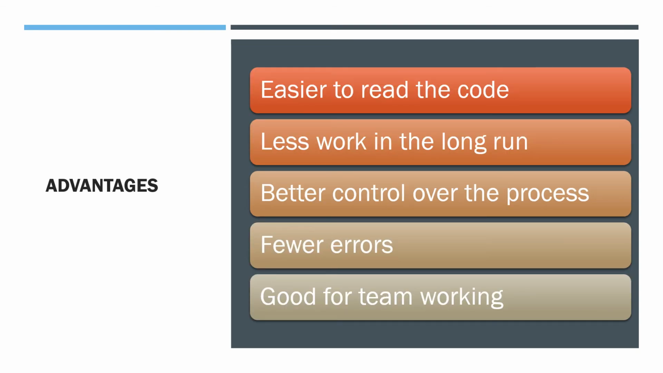As you've already seen, it makes your code easier to read because instead of numbered attributes, we've got named attributes. Doing this work at the start to set up our classes and our objects makes less work for us in the long run, and it gives us better control over the things that happen in our program as it develops.